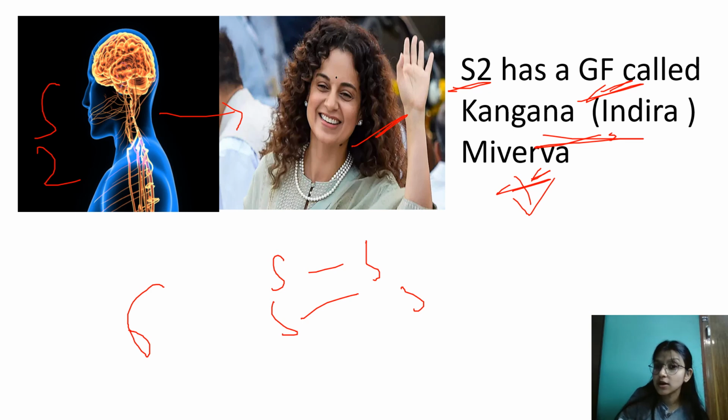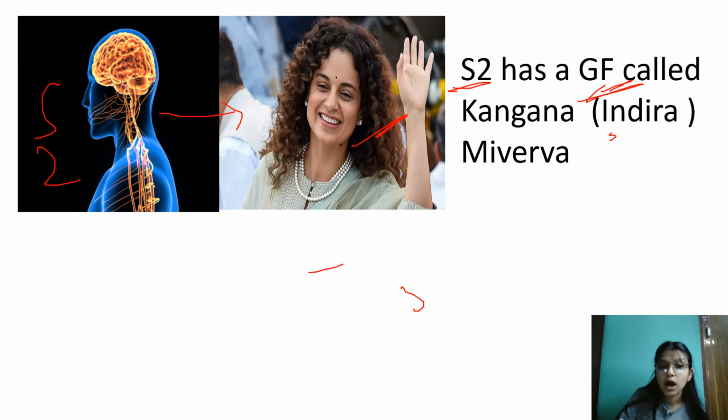Astu has a girlfriend called Kangana, Indira, Minerva. S2 stands for S for Shankari Prasad and Sajjan Singh, G for Golaknath, F for the Fundamental Rights Case, Kangana for Indira Nehru Gandhi versus Raj Narayan, and Minerva stands for Minerva Mills versus Union of India. So this way we can remember all the case laws in a row. So it's all about how we can memorize the case laws.